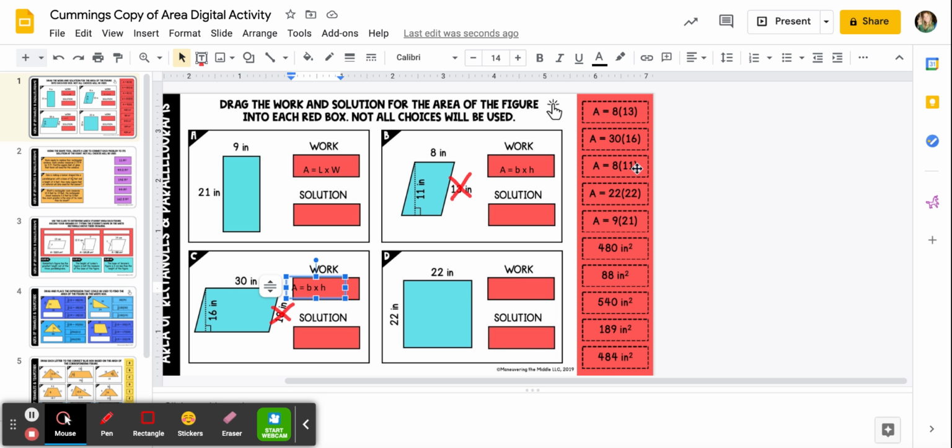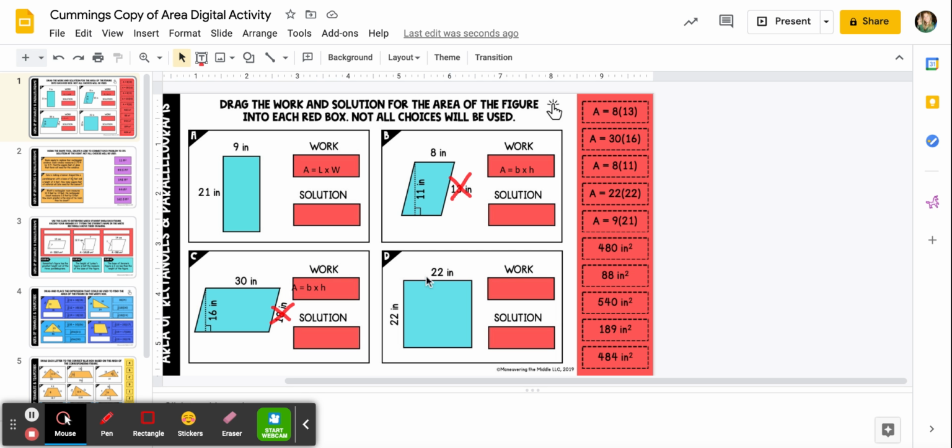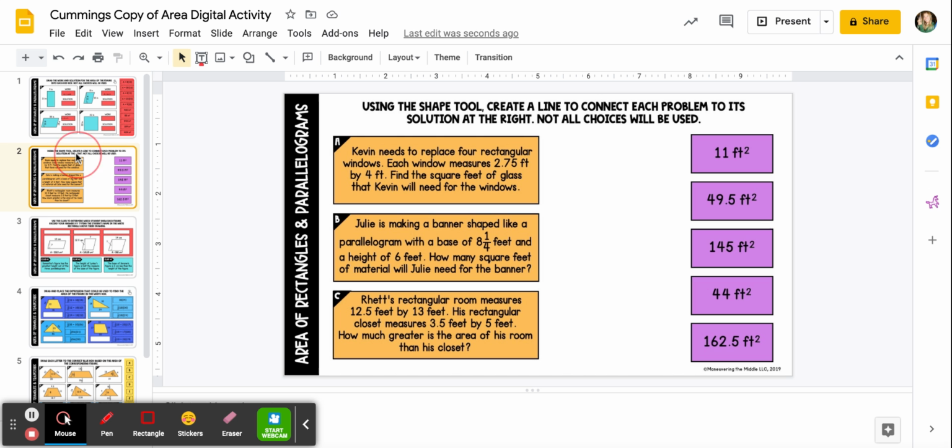The last one is a square. So the thing that you need to do is A equals side times side or side squared. So what times what? Find that over here, plug it in, and then put the solution in the box.